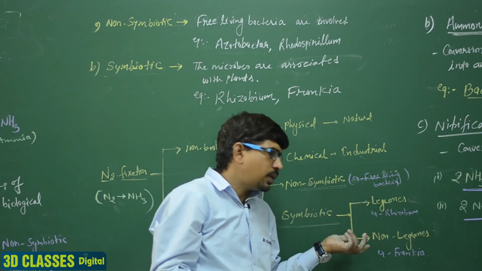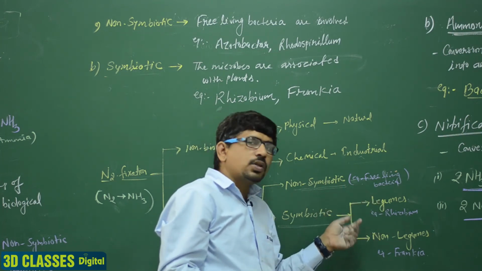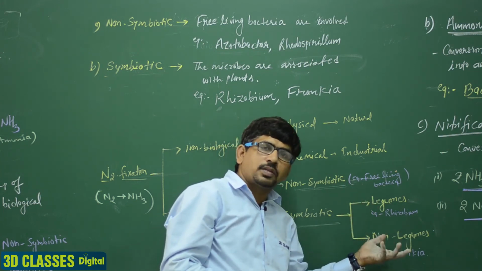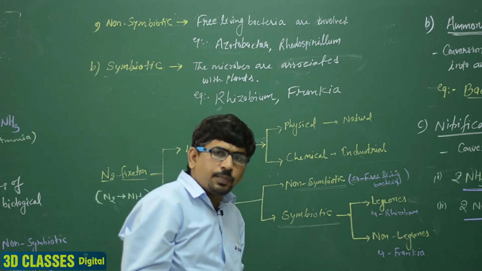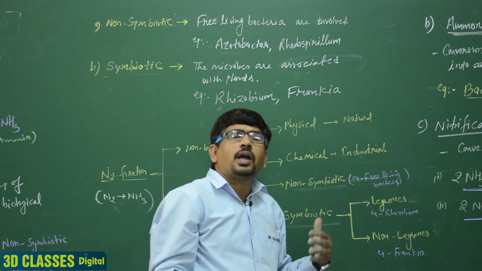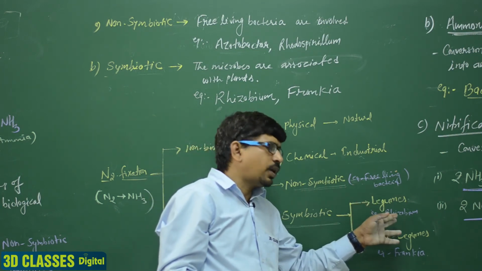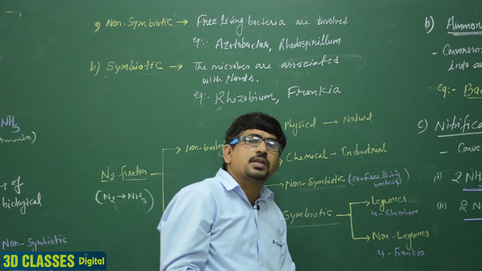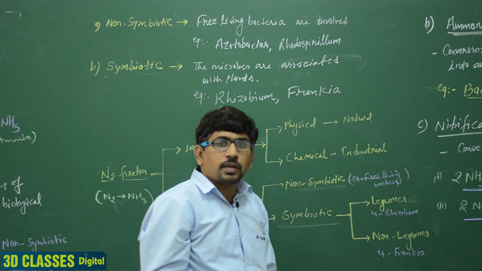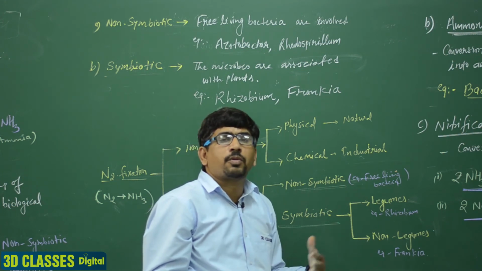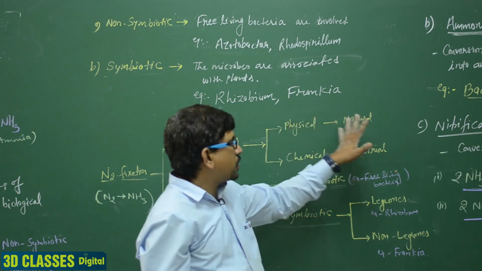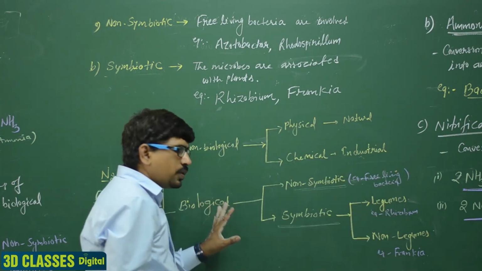Symbiotic is again of two types. Symbiotic bacteria are associated with legume plants or with non-legume plants. So with legume, Rhizobium is a common example, and without legume, Frankia. Frankia is associated with non-leguminous plants for nitrogen fixation. Clear? That nitrogen fixation is explained by this flow chart.